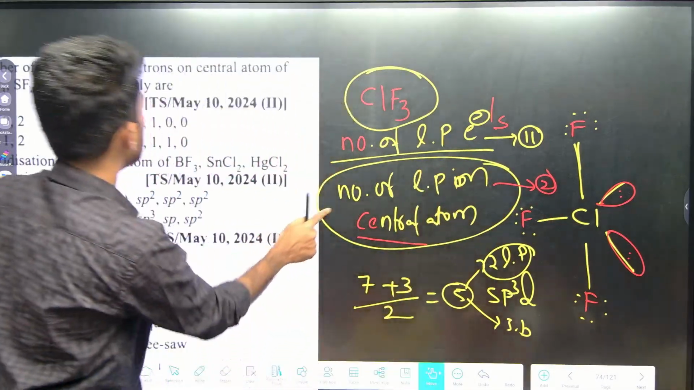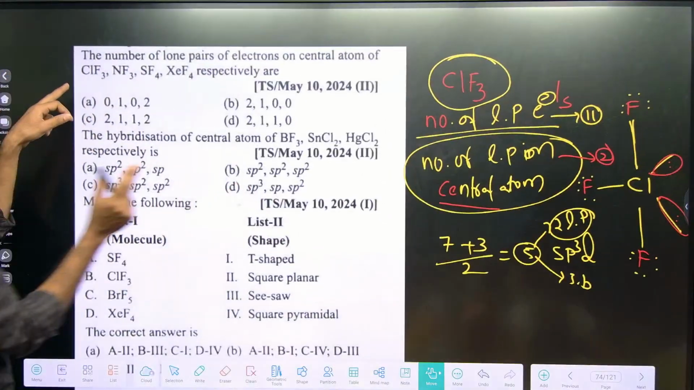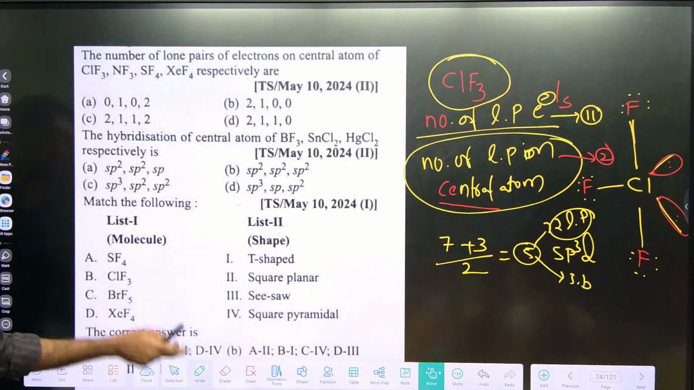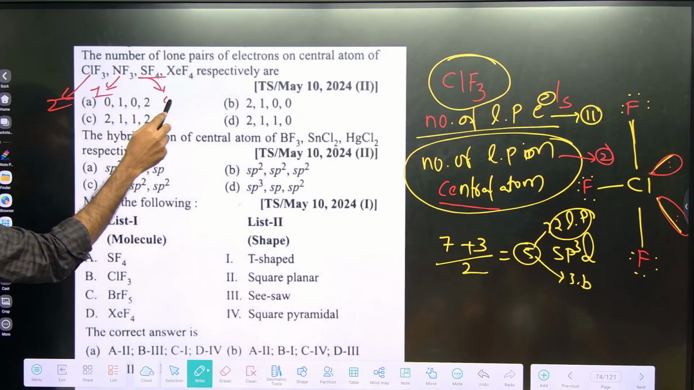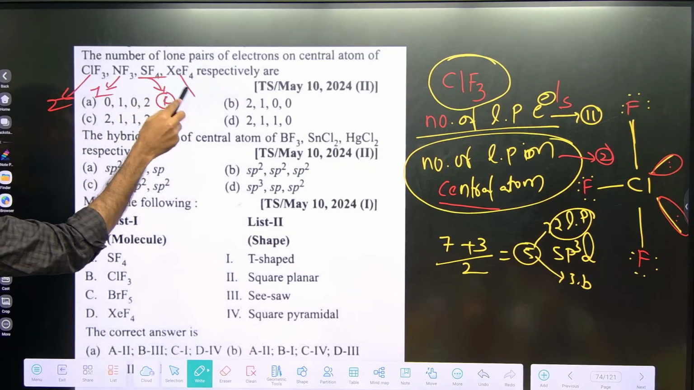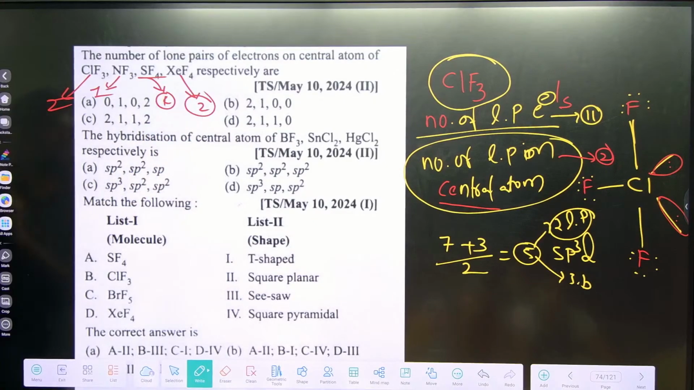Now for this question you answer me. ClF3 will be 2. NF3 means 1. SF4 means 1. If you do this, you will get the answer. Next, XeF4 means 2. So what is your answer? C. That is your perfect answer for this.